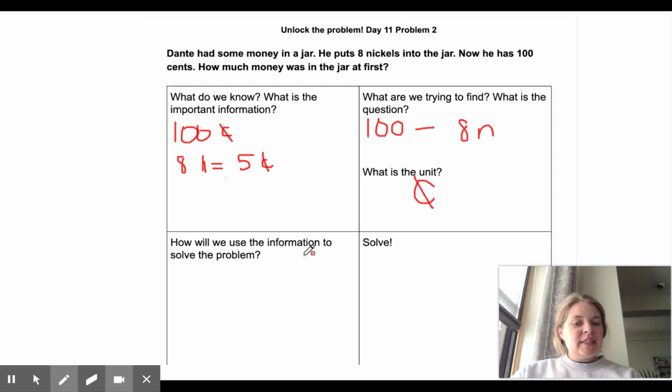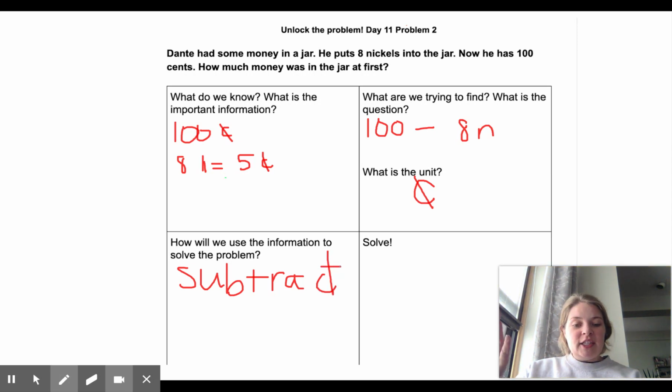How will we use the information to solve the problem? What will you do to solve it? In this case, we are going to subtract. Second graders, I am noticing that on a lot of your work, you are not telling me how you're using the information. Remember, it's important that you're using different strategies, but you need to be able to tell us what strategies you're using. So in this case, we are subtracting.